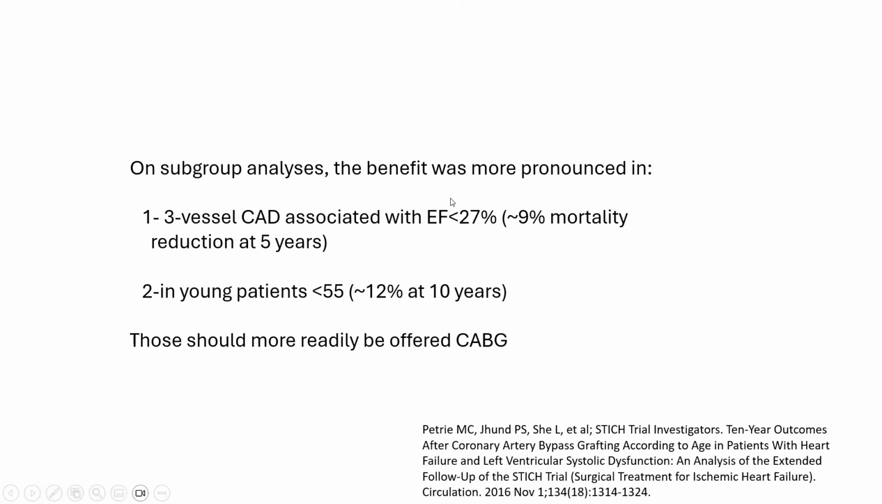On subgroup analysis of STICH, the benefit was more pronounced in two big groups: those who had 3-vessel rather than 2-vessel CAD, along with the lowest EF, less than 27%. Those had around 10% mortality reduction at 5 years and at 10 years. And the benefit was also more pronounced in young patients less than 55 years old. So those two groups should more readily be offered CABG.